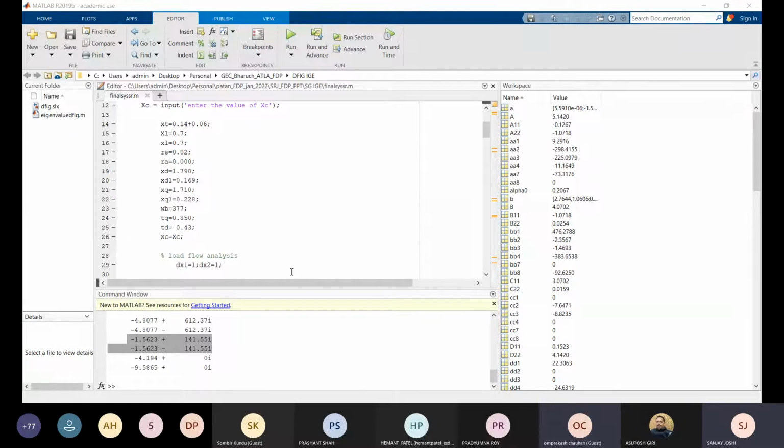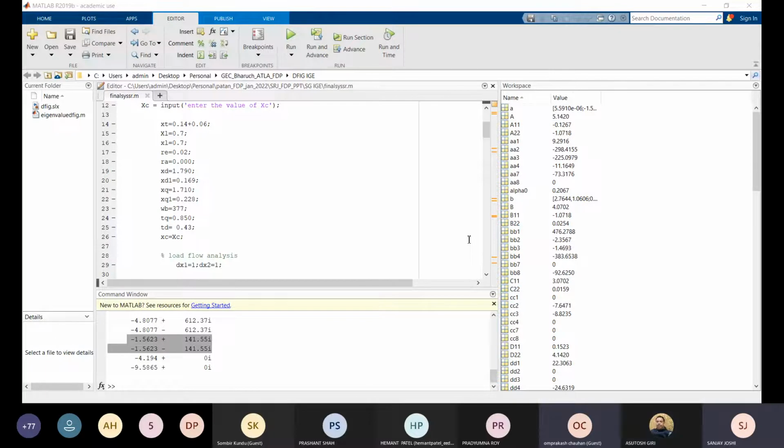Earlier it was minus 3.27. Now it is minus 1.56. So that is the result of changing the parameters. In other words, change to a different machine. Okay, now we will run the third column.